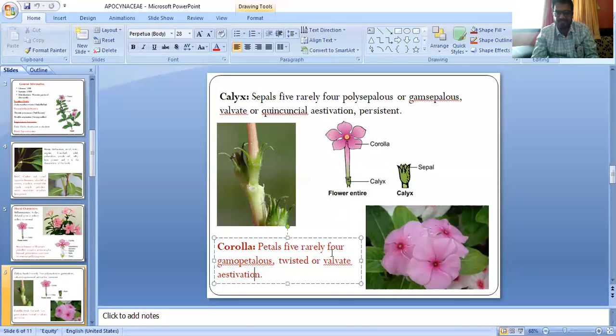Yes, and the aestivation is twisted or valvate. Do you know valvate aestivation? What is twisted aestivation? Sir, one is internal each time, and then another internal comes over it. Yes. All the petals are partly internal, partly external, meaning one margin of a petal is overlapped by one margin of the neighboring petal.